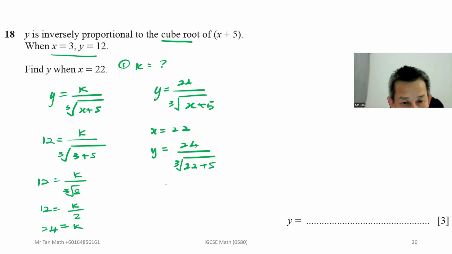So you get y equals 24 over the cube root of 27, or equal to 24 over 3. That will give you 8.